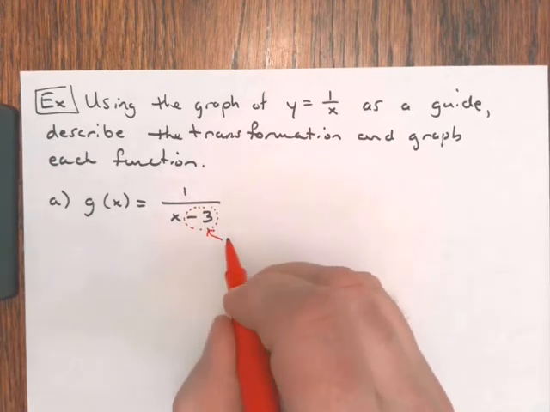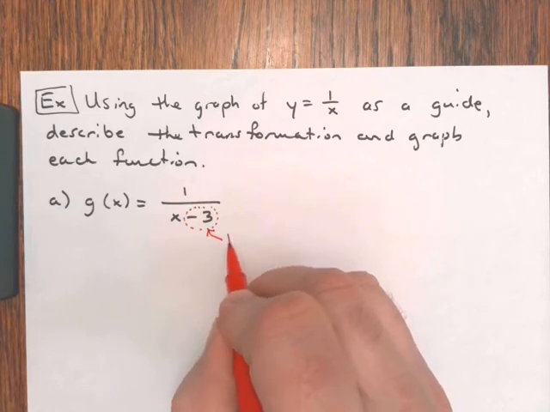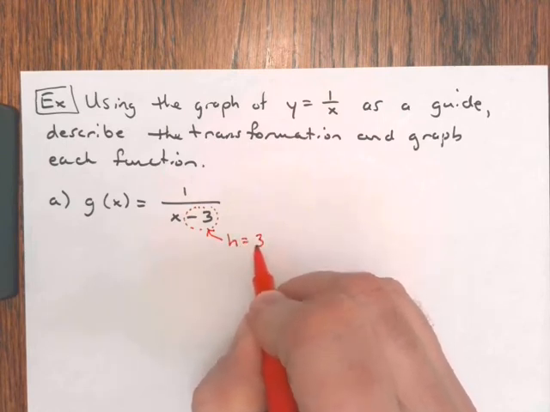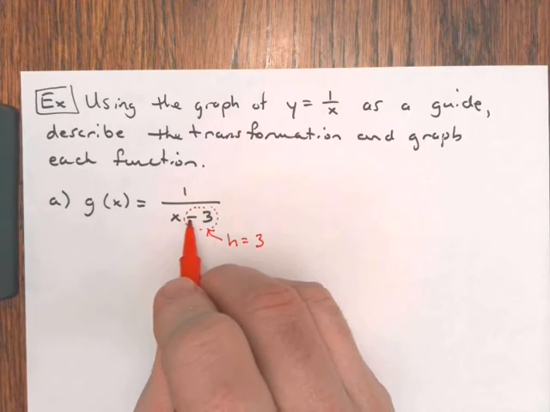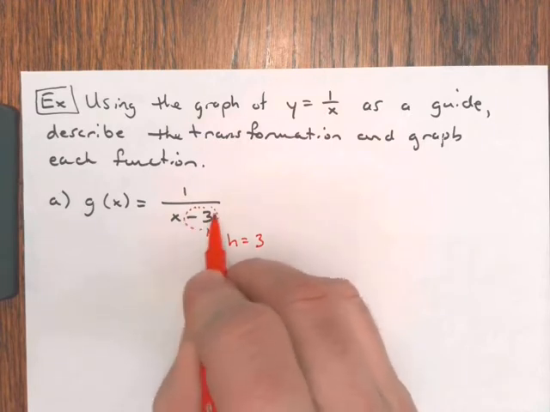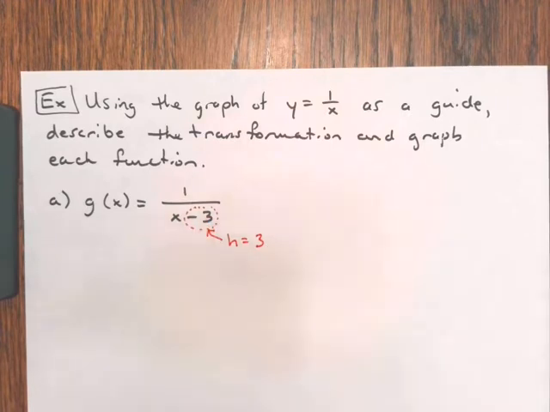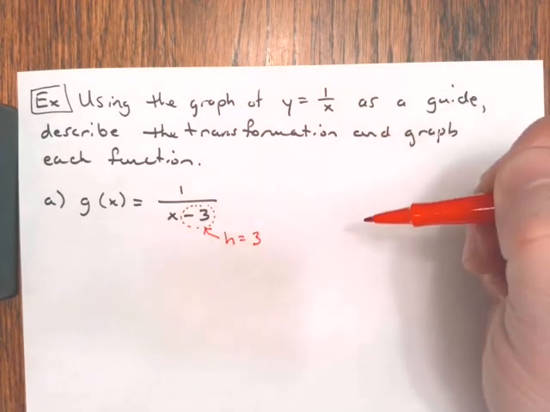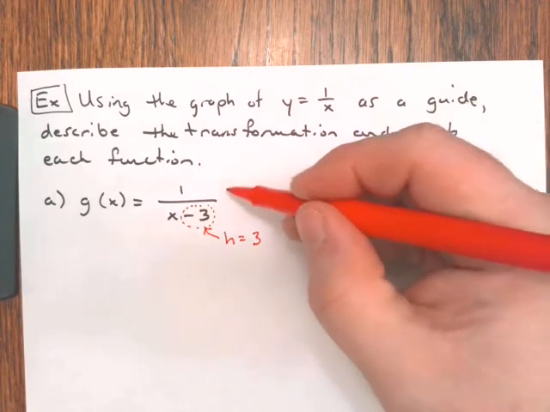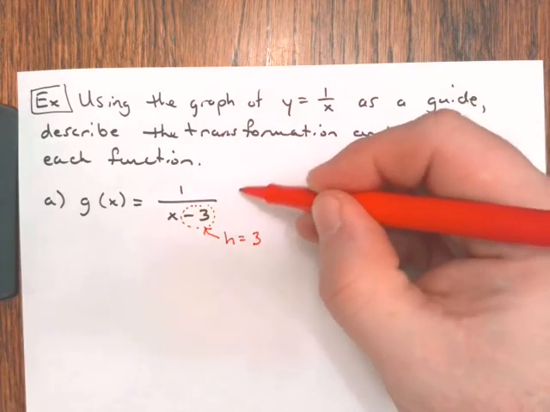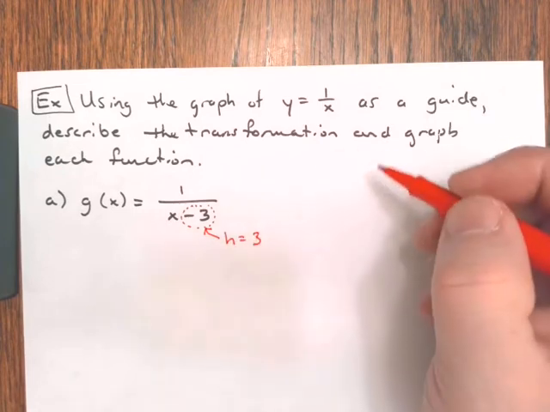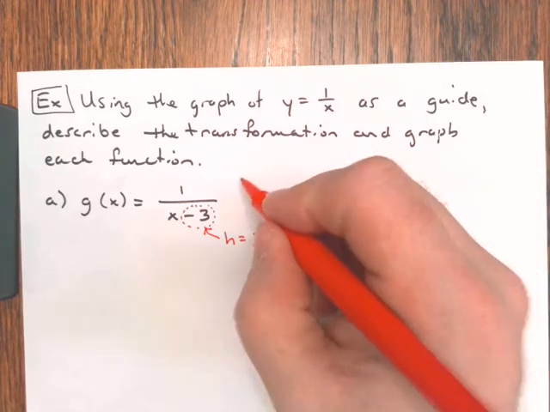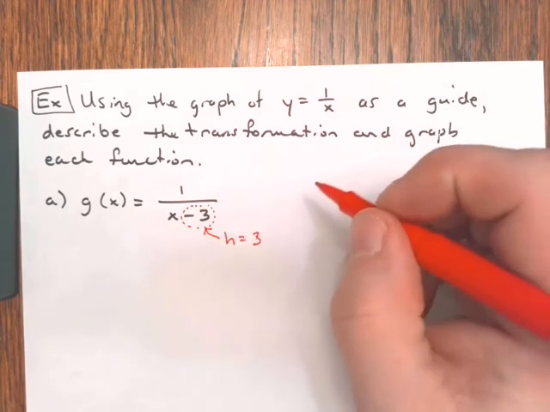And our value for h there in the bottom would be equal to 3. If you have x minus a number, the number is your value for h. You do have to do a sign change there. There is no number out here for k. So if we identified what k would be, it would be an invisible plus 0 on the end. So h is equal to 3, and k would be equal to 0.